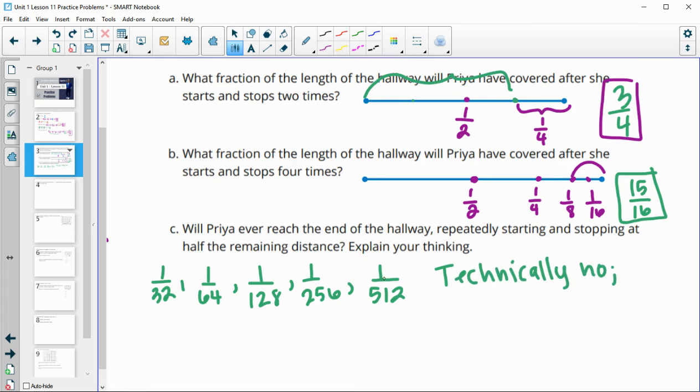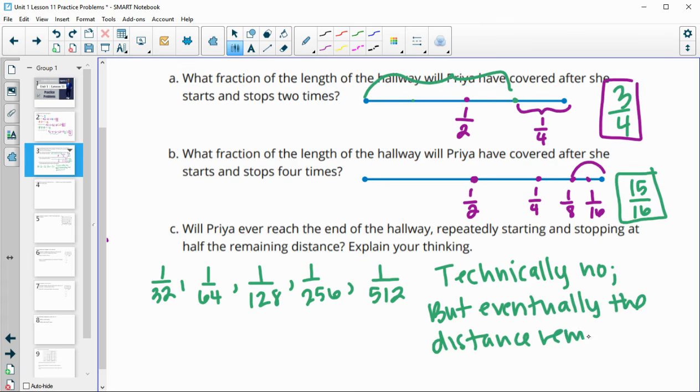But now this number gets to be so small that it doesn't matter. So at some point, the distance won't actually matter. She'll get to the end. Eventually the distance remaining is too small to matter.